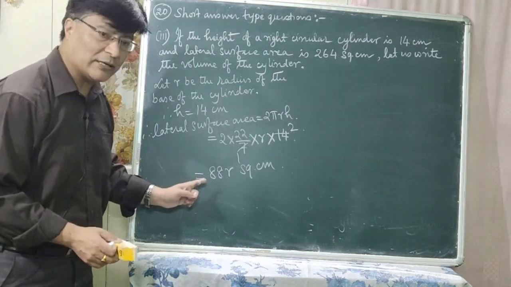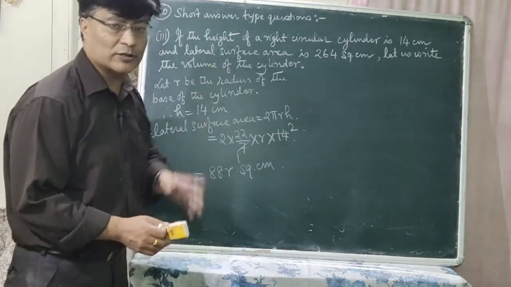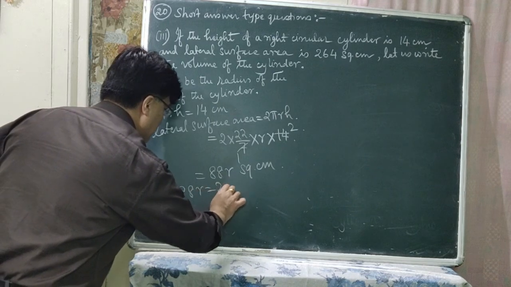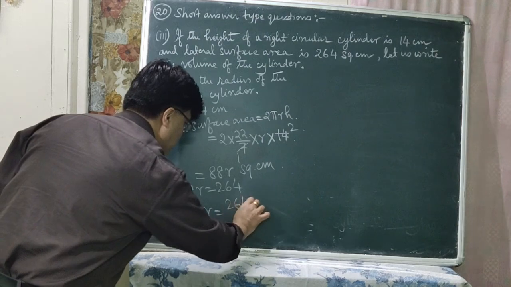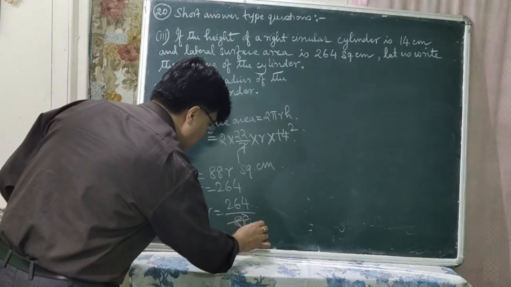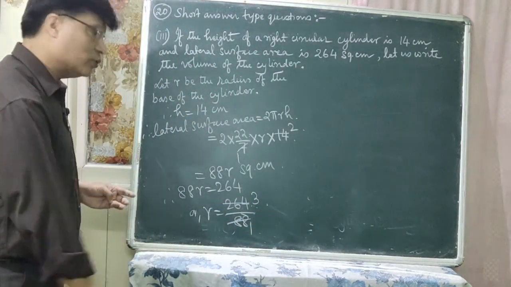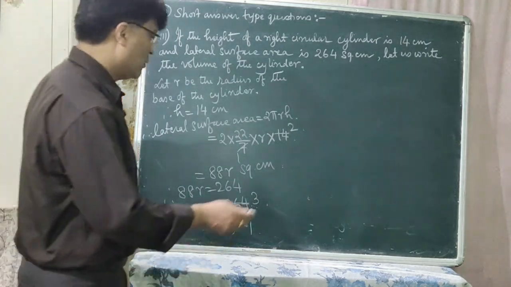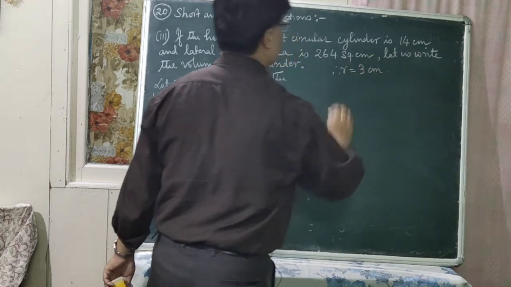तर हामीले कति निकालेका छौं? 88 r square centimeter. भनेपछि यो दुईटा हामीले इक्वेट गर्न सक्छौं. That is, therefore 88 r is equal to 264, or r is equal to 264 divided by 88. So you can cancel here. 88 ones are 88, 88 threes are. That is 8 threes are 24. 4, 2, 8 threes are 24 plus 2 is 25, 26. That is your 264. That means what is the value for r? That is r is equal to 3 centimeter.